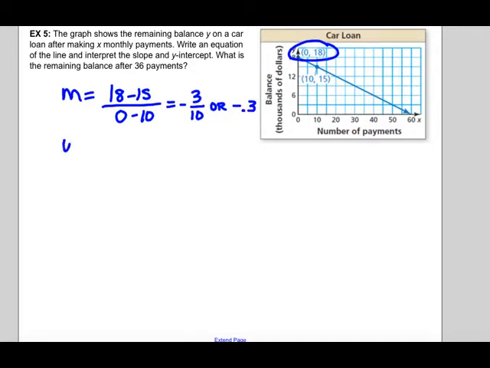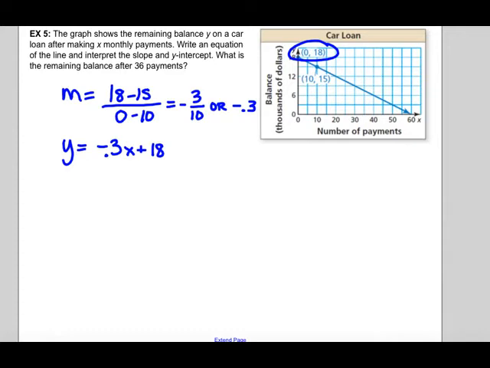Okay, so now I'm going to write my equation. Y equals my slope. You could use either form in this case because we're analyzing, so negative 0.3 x, and it began at 18. We've got to remember that is in thousands though. It says interpret what the slope means.